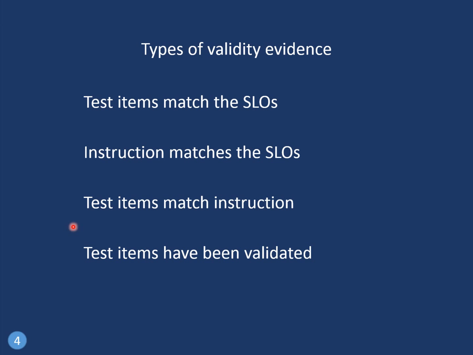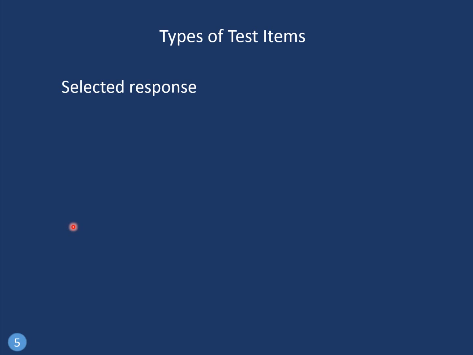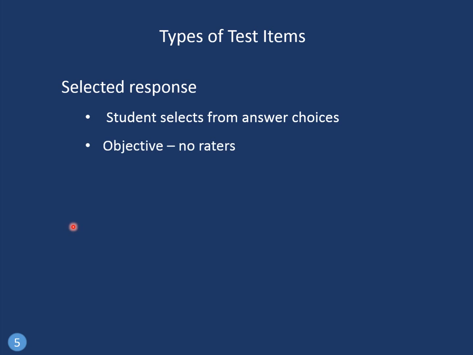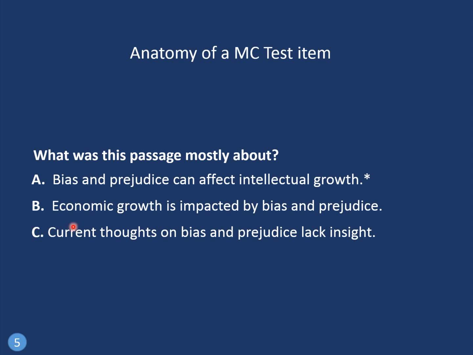We covered that last week, but now we're saying, what if all that happens? What else might be a validity issue? And it would be your test item. And there are two types generally: the selected response, where students, of course, select, and it's an objective measure because you don't have raters. Nobody's arguing about did they get it right or wrong.